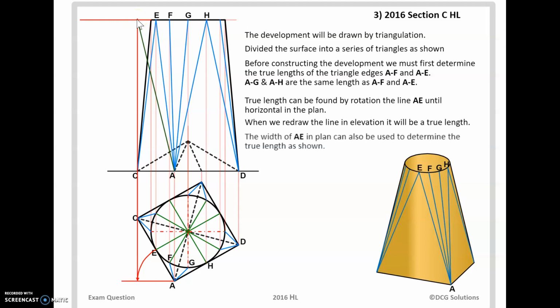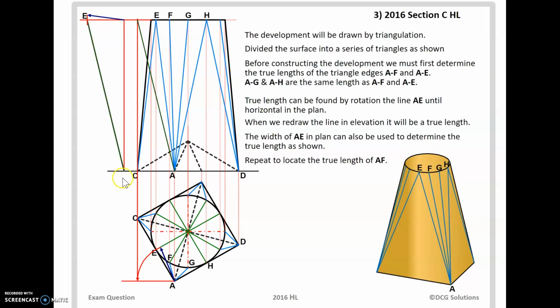The width of AE in plan can also be used to determine the true length as shown. What we're literally doing here is just drawing it out here so it's not as messy on top of the drawing. So that's the distance AE. What we've done, we've just drawn any line. It doesn't matter the distance from here to here. We've got the distance from A to E and we've marked it out here, and we'll join that back to the baseline here.